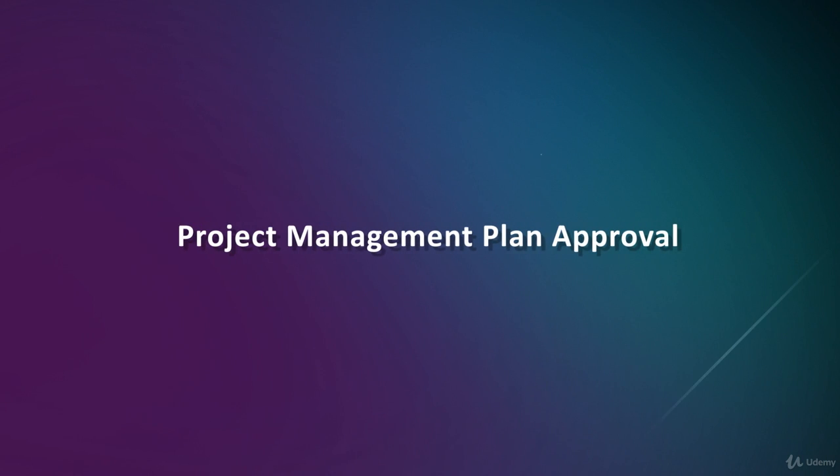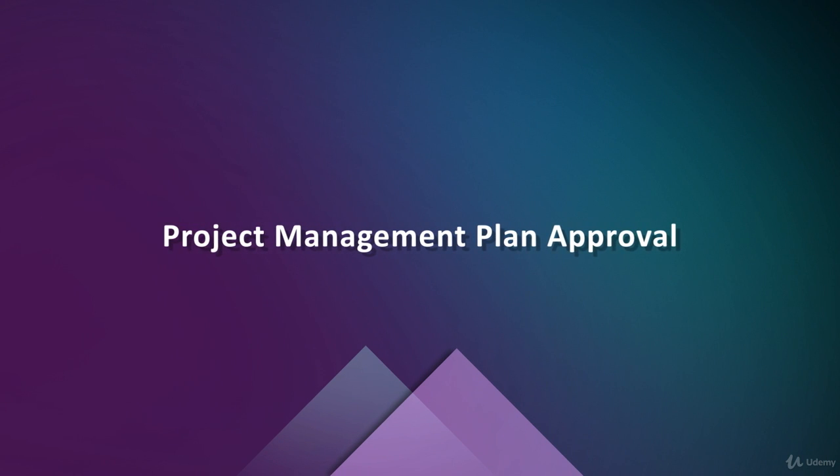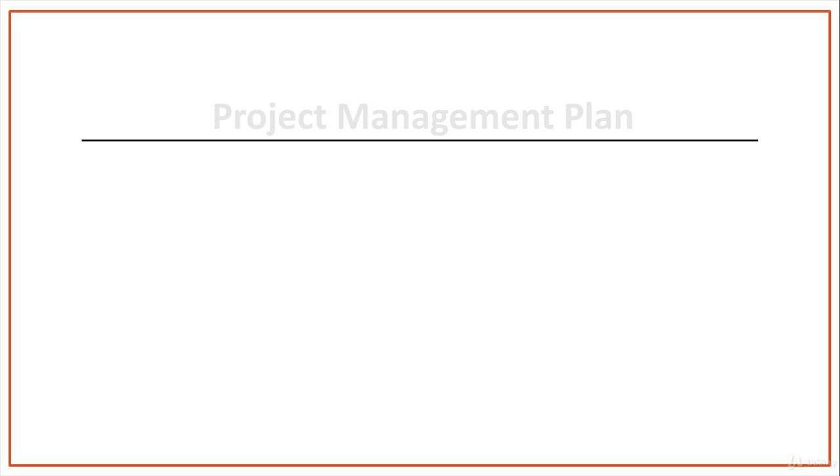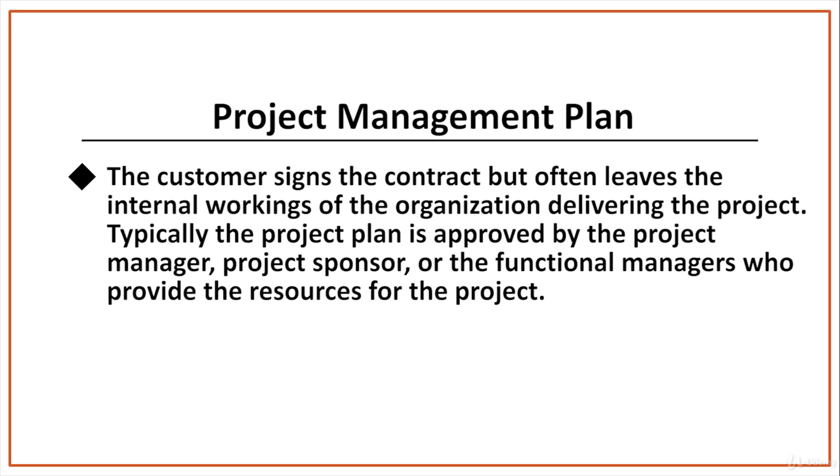Project Management Plan Approval. Since the project management plan is a formal document that is used to manage the execution of the project, it must receive a formal approval. Who grants the approval for the project management plan depends on the organizational structure and a number of other factors. Usually, the customer or the senior management of an organization does not approve the project management plan document. The customer signs the contract, but often leaves the internal workings of the organization delivering the project.